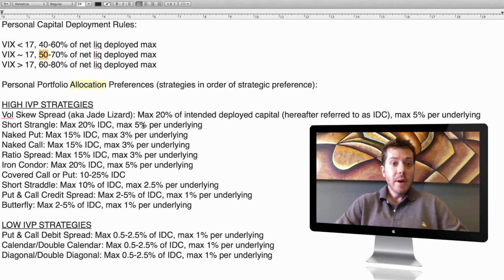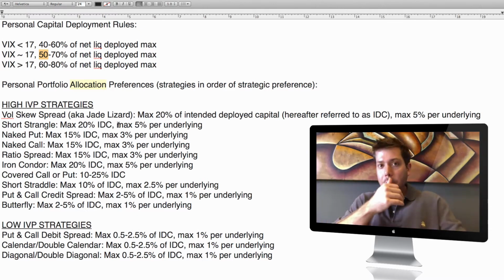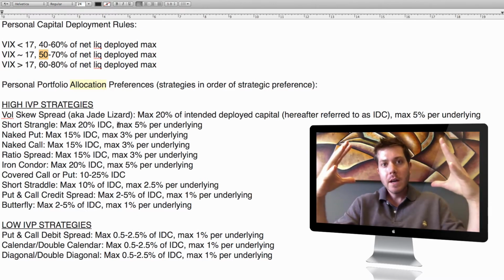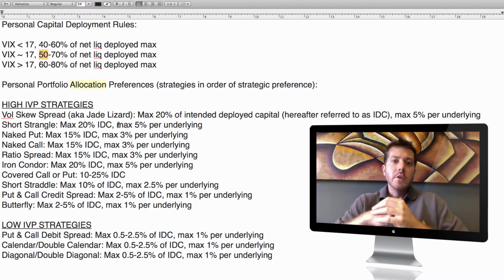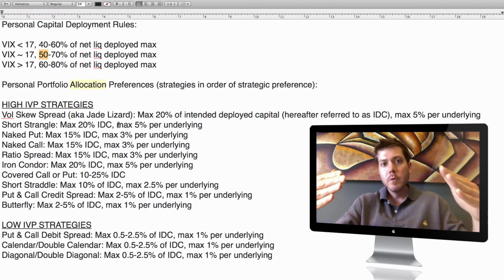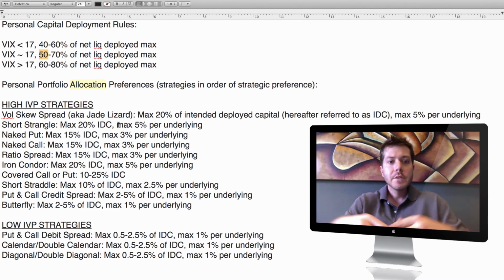Doesn't necessarily mean you have to have 5% maxed out. I'm just saying I wouldn't personally put more than 5% in any underlying. You have to put a little bit more. I mean, when you have a huge account, say $1 million or more, you can just do 1%, boom, boom, boom. 1% of your intended deployed capital as your max per underlying. But when you have 100,000 or less, then you kind of need to give yourself a little bit more exposure per underlying, or you're going to get nowhere fast. So keep on going down the list here.